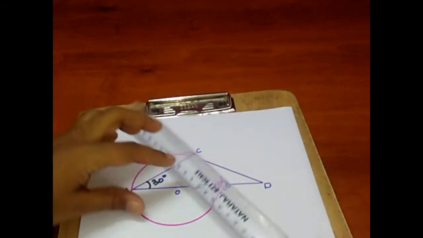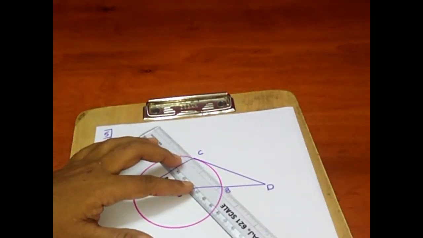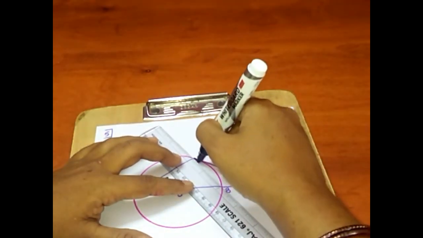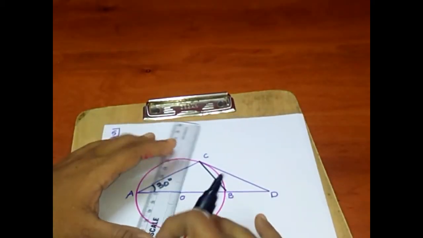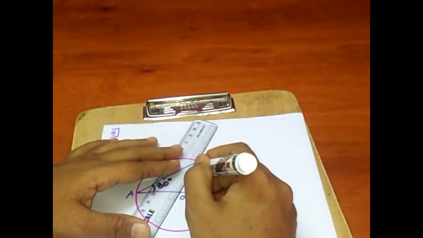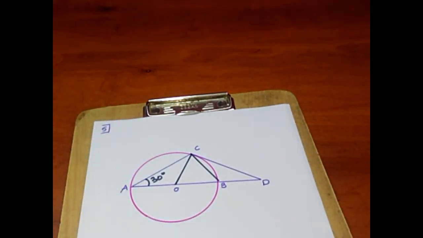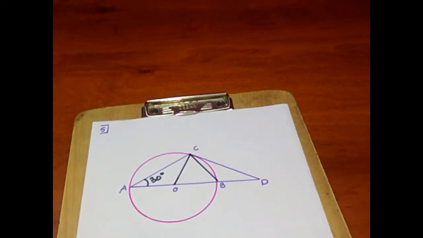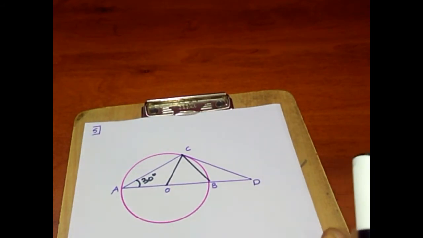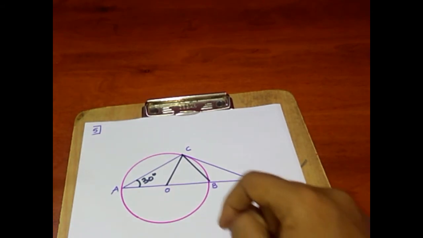As we need to prove BC is equal to BD, let us join BC as well as the radius OC. Okay, so data: O is the center of the circle, AB is the diameter and AC is the chord. A tangent is drawn at the point C. Hence, angle BAC is equal to 30 degrees. Let us discuss the proof part one by one. To prove BC is equal to BD.